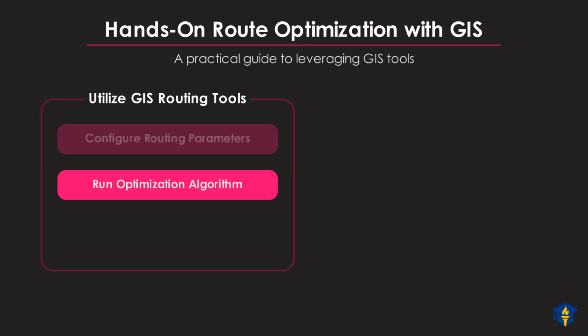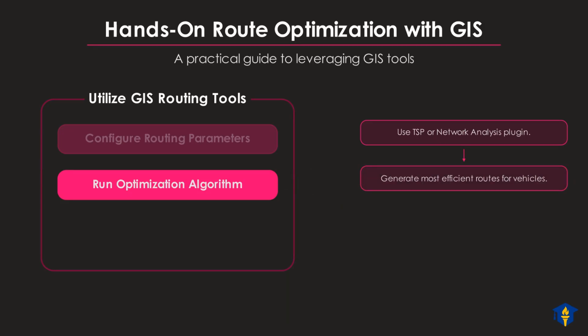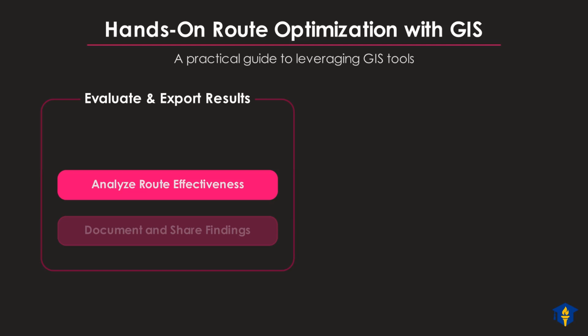Next, we run the optimization algorithm to process the data. We can use TSP or a network analysis plugin for this. This generates the most efficient routes for all our vehicles. Finally, we evaluate and export all the resulting data.